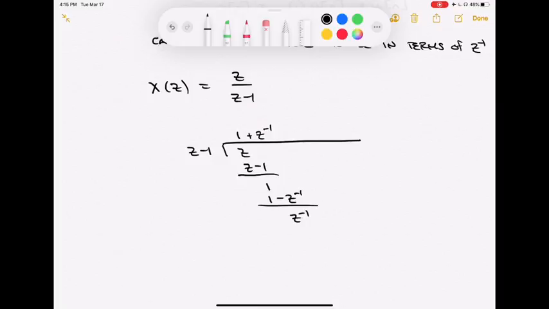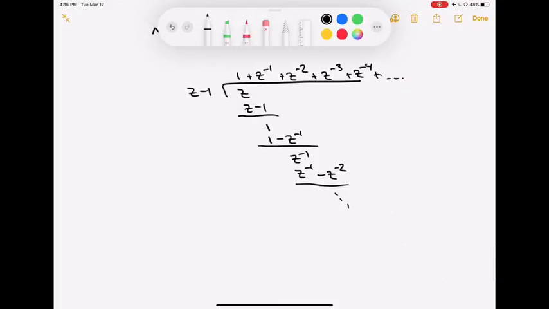z minus 1 goes into z to the minus 1 z to the minus 2 times. z to the minus 2 times z minus 1 gives me a z to the minus 1, and I can have a minus z to the minus 2. And I can continue doing this, and we see the pattern. The next term is going to be z to the minus 3, the next one's going to be z to the minus 4, and so forth. It would go on forever. You don't always see the pattern, so if it's a complicated signal, you might have to just keep doing this division. It's one of the disadvantages of this method. But for this particular one, we see the pattern quite nicely.